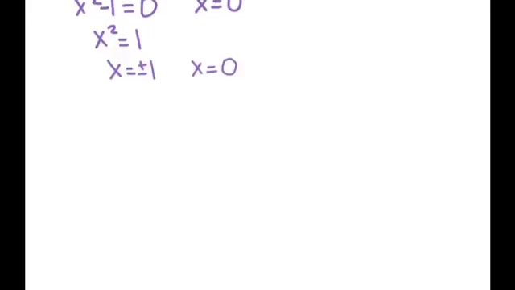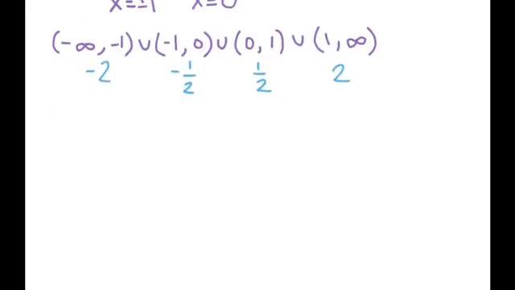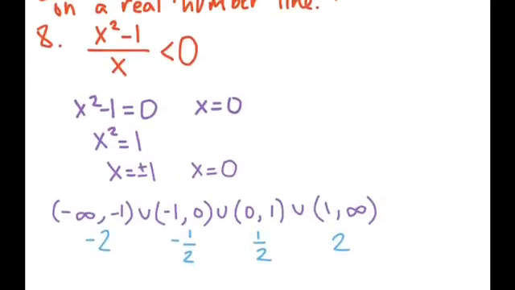So now we would write out our test intervals. So negative infinity to negative 1, negative 1 to 0, 0 to 1, and 1 to infinity. So now for each test interval you need to set a test value to use. So for the first one, negative 2, negative 1/2, 1/2, and 2, and this is to test if this interval is a solution to the inequality. So then you would plug each test value into the original equation.